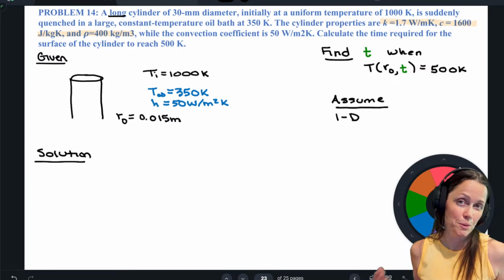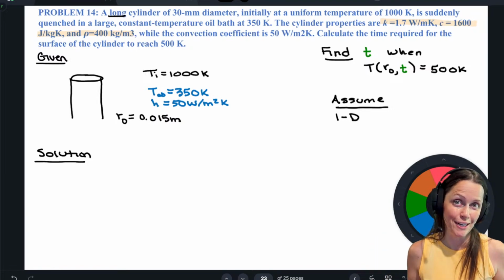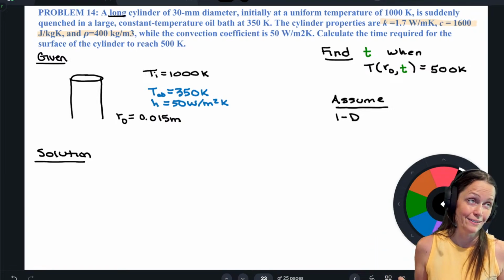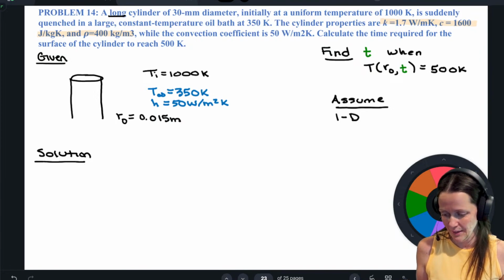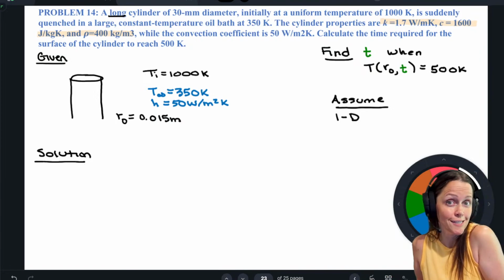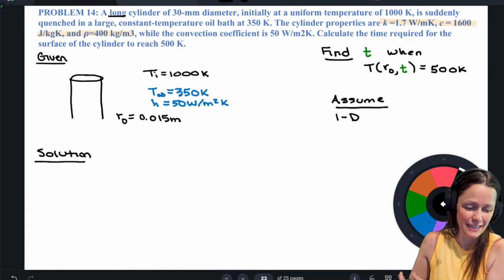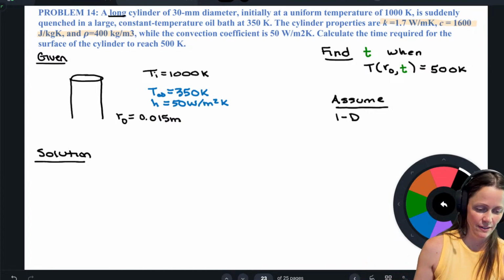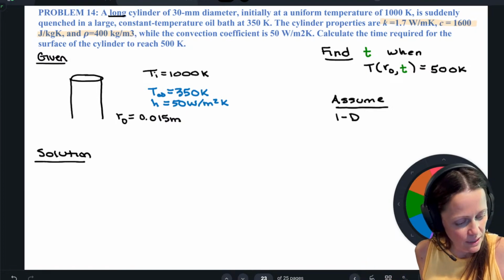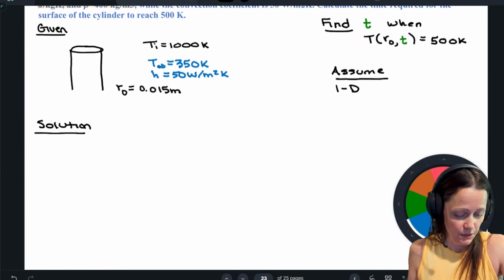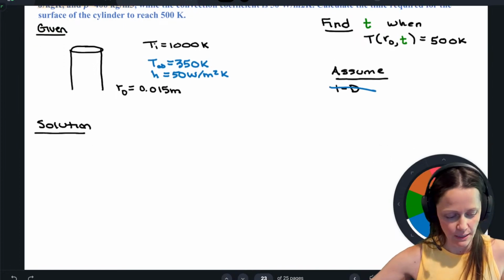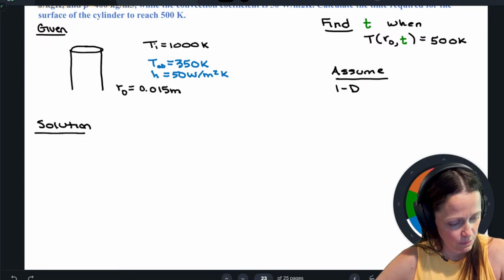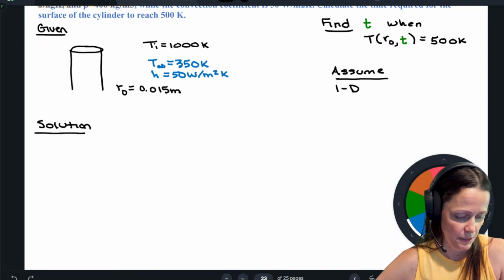And I'll double check by Biot number and see if it's less than 0.1. So if it is less than 0.1, then it gets a lot easier, or my calculations get a little bit easier. And if that's the case, I'll just mark out the 1D, but I don't know. Probably not. I suspect not.